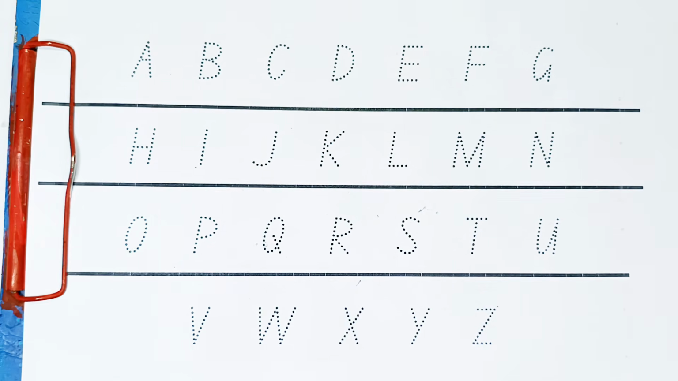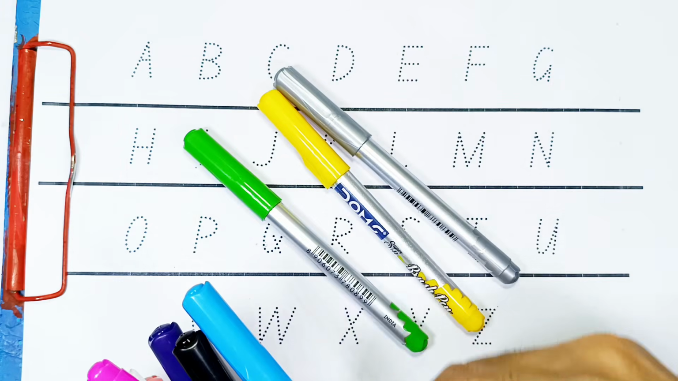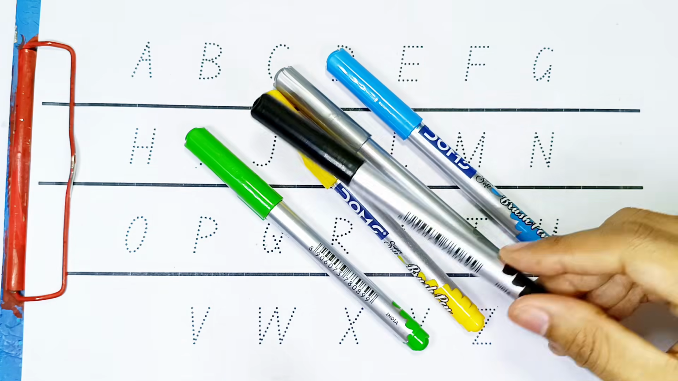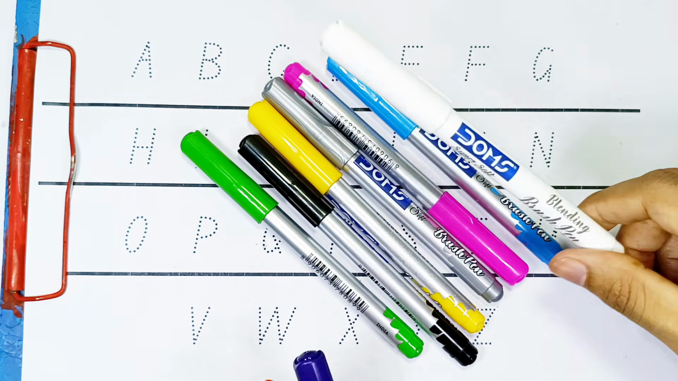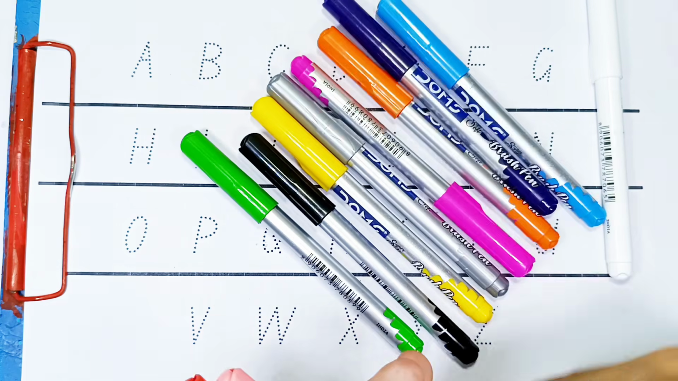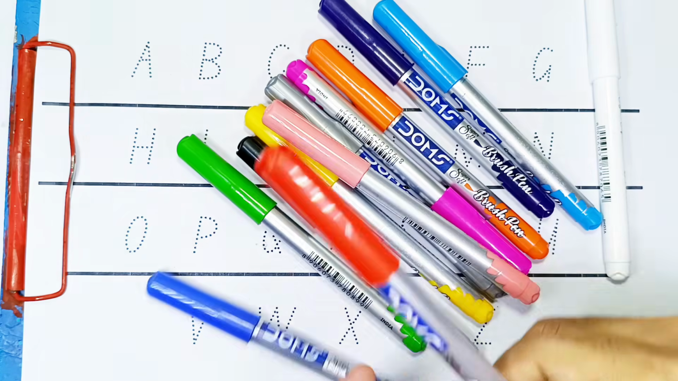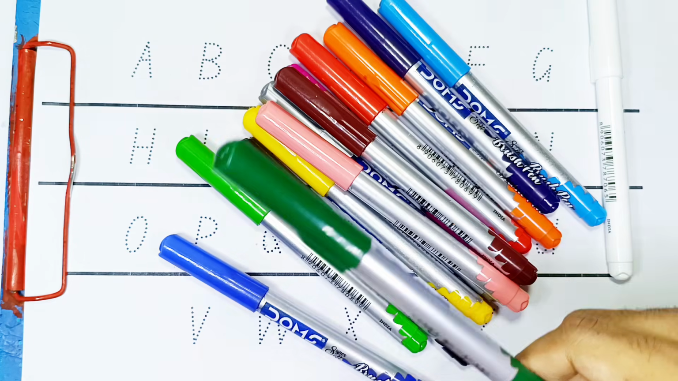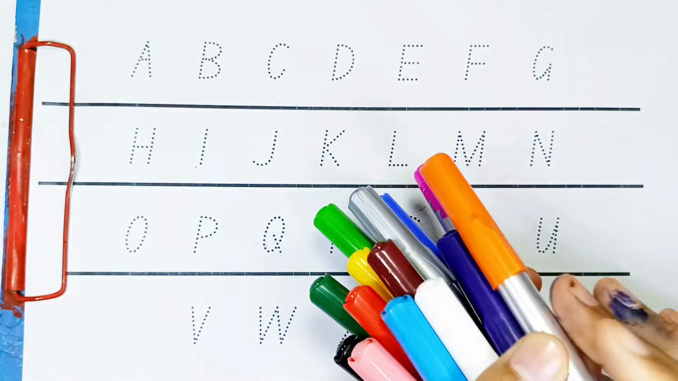Stay with us. Silver color, yellow color, green color, sky blue color, black color, dark pink color, white color, purple color, orange color, light pink color, blue color, red color, and the next one is brown color, and the last one is dark green color. Kids, now we're writing capital letter alphabets A to Z.